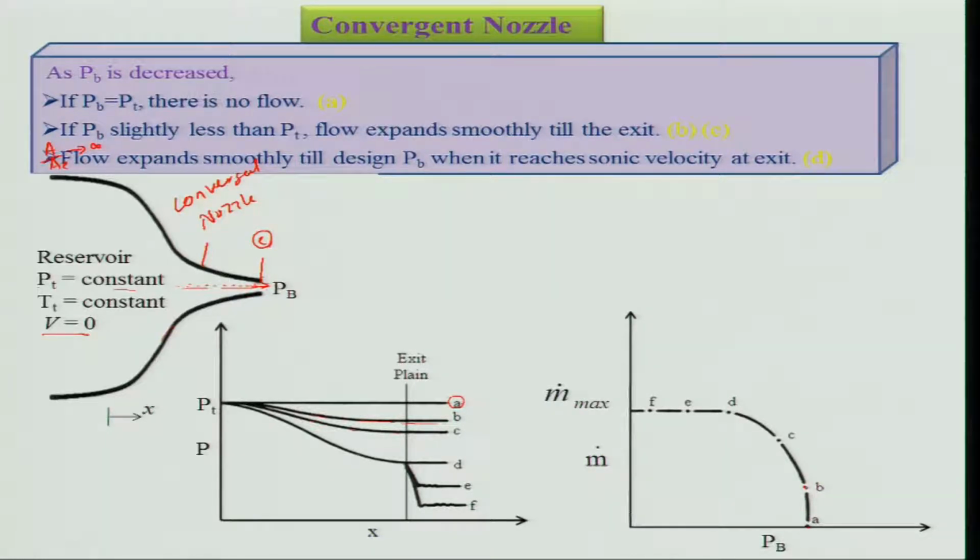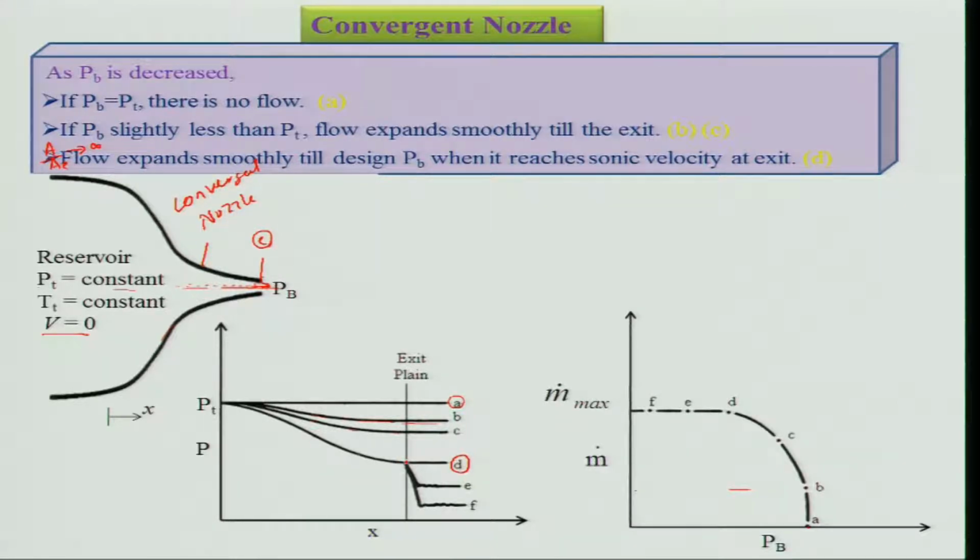Therefore, there is an increase in mass flow rate, if you look at mass flow rate here, right. And if I further decrease to the point C, there is an increase in mass flow rate and a decrease in the pressure along the x direction in the nozzle. Is that clear?